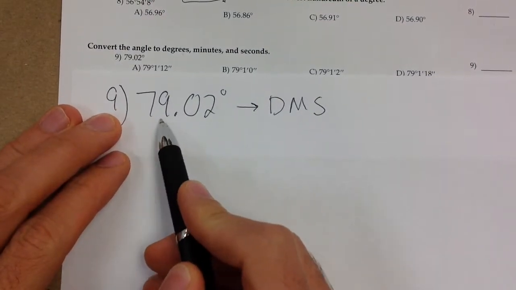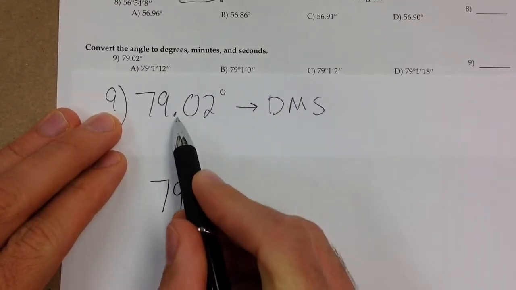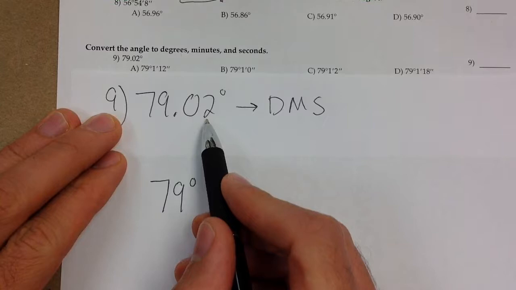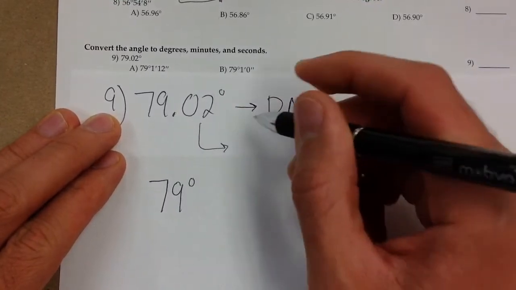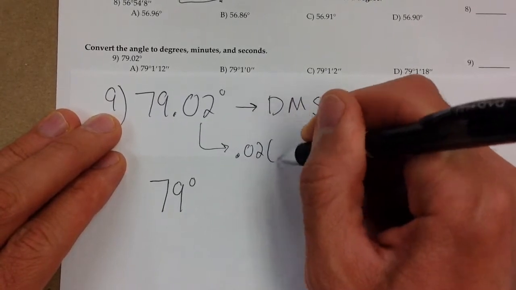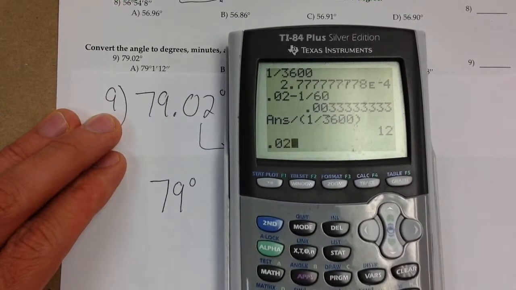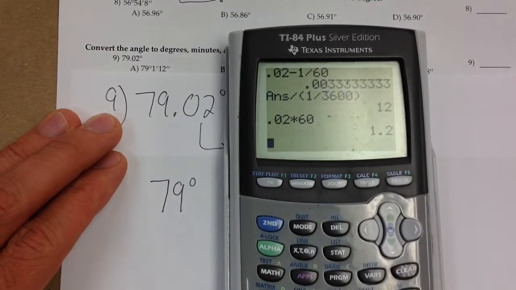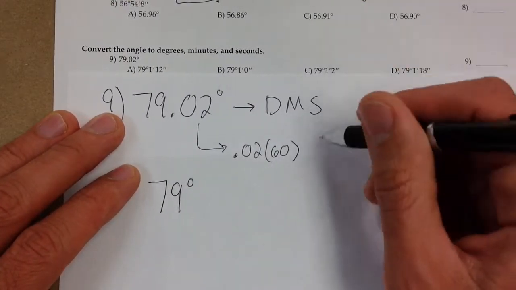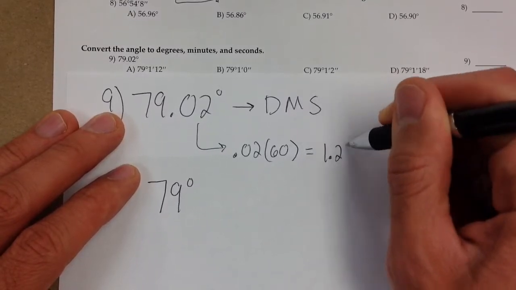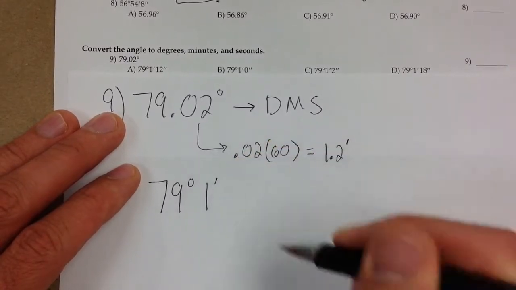Leave the degree part alone. No need to change that. All you have to do is convert this to minutes and seconds. So what you can do is 0.02 times 60. And that gets you 1.2, or 1.2 minutes. So now you have the minutes part of it. So it's going to be 1 minute.